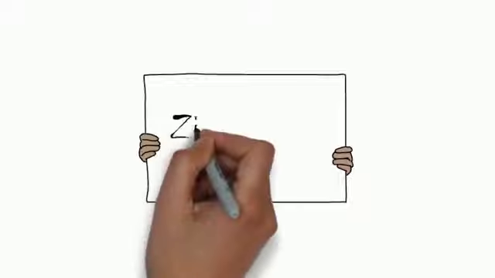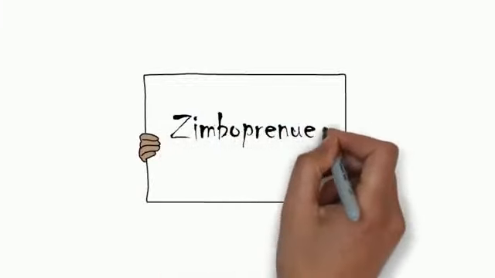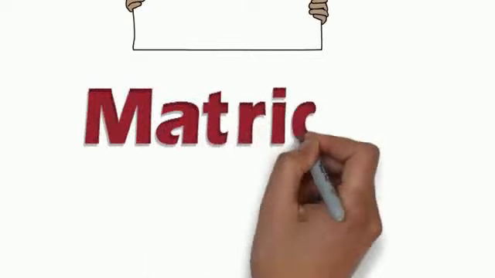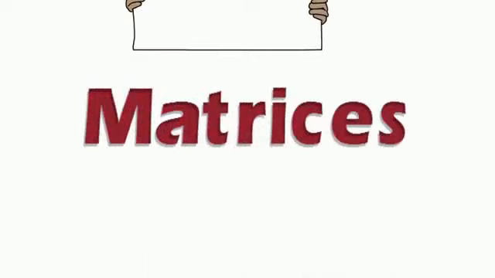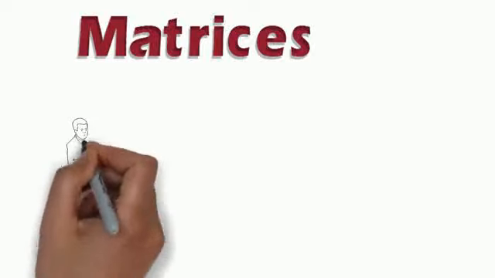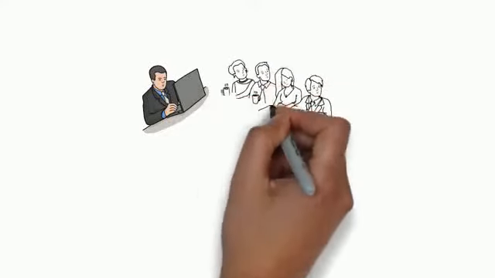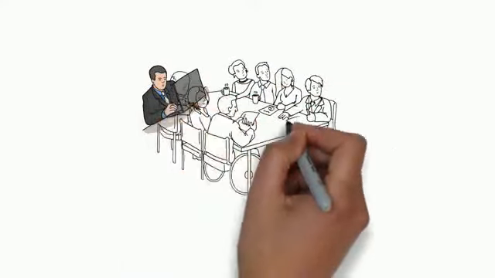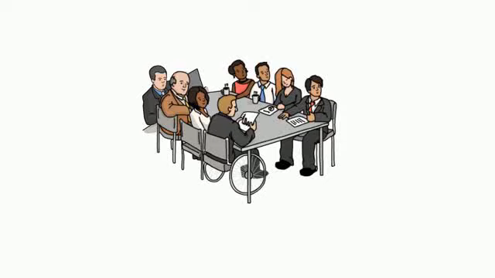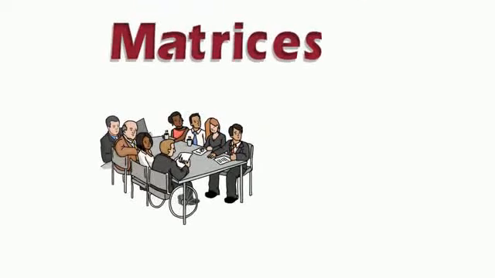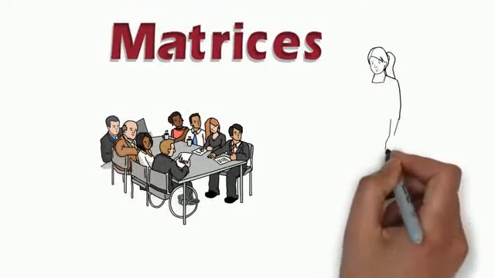It's Zimbopreneur. And today we are continuing with our maths ordinary level course. We are looking at matrices. Now, the best way to understand matrices is to look, the next time when you get into your local church, at how people are seated. You would discover that people will be seated in rows and columns.